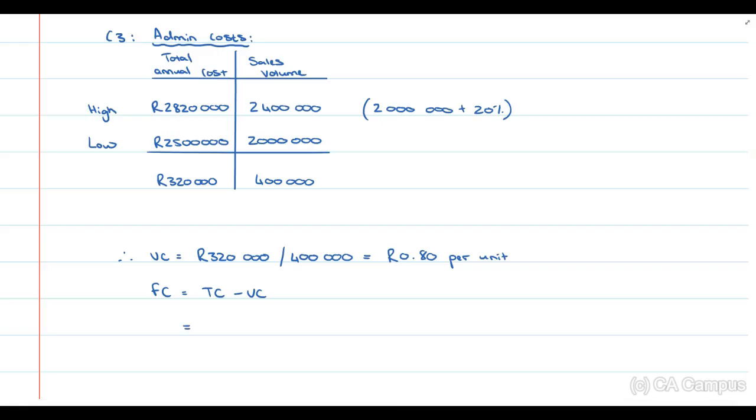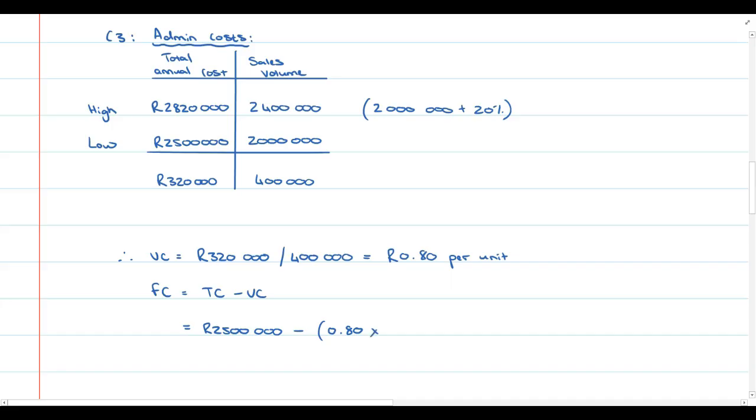Now you can either perform this calculation using the high information or the low information. So in my suggested solution, I used the high information. So now I'm going to use the low information just to prove to you that both work. Obviously, don't perform both calculations. Pick one. Both of them will give you exactly the same answer. So using the low information, the total cost is 2.5 million. The variable cost we calculated to be 80 cents per unit.